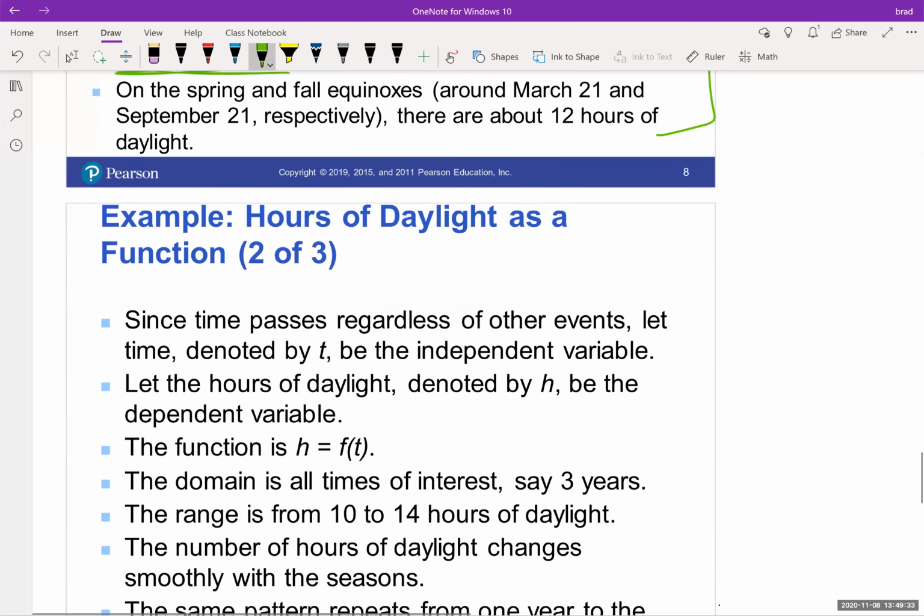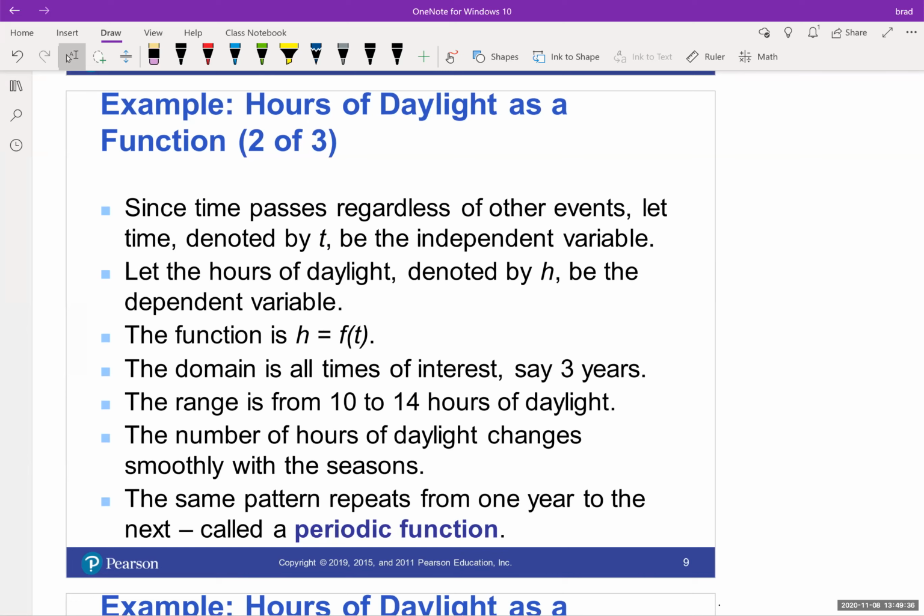Okay. So then it says, since time passes regardless of other events, let time, denoted by t, be the independent variable. So we know that t equals time is going to be our independent variable, which makes a lot of sense. And I will tell you guys, in general, if you're working with time, it's almost always going to be the x-axis, the left and right axis. It says let the hours of daylight, denoted by h, be the dependent variable. So h equals hours of daylight. Okay, so now we know that we're working with the function h is equal to f of t, or we could even write it as h of t, the number of hours based on time.